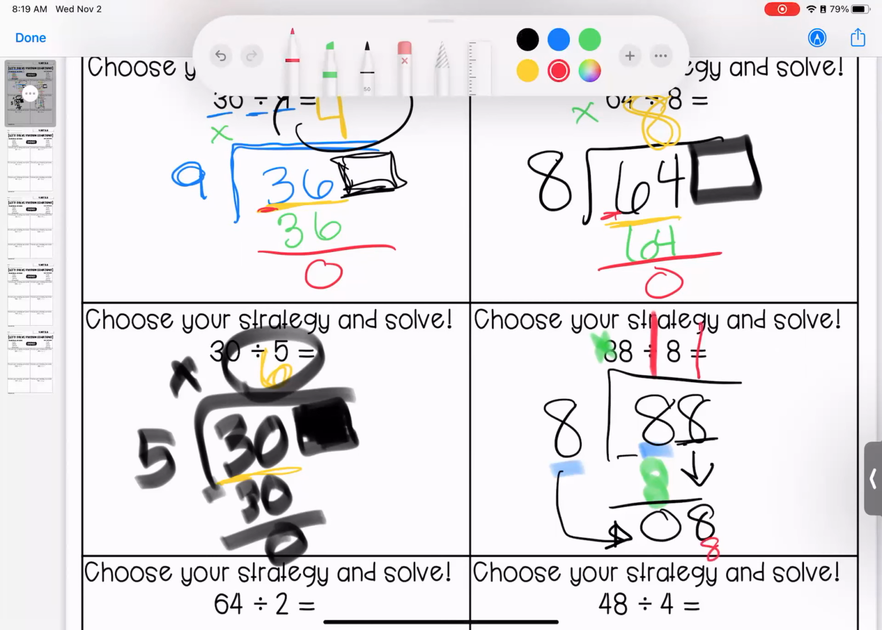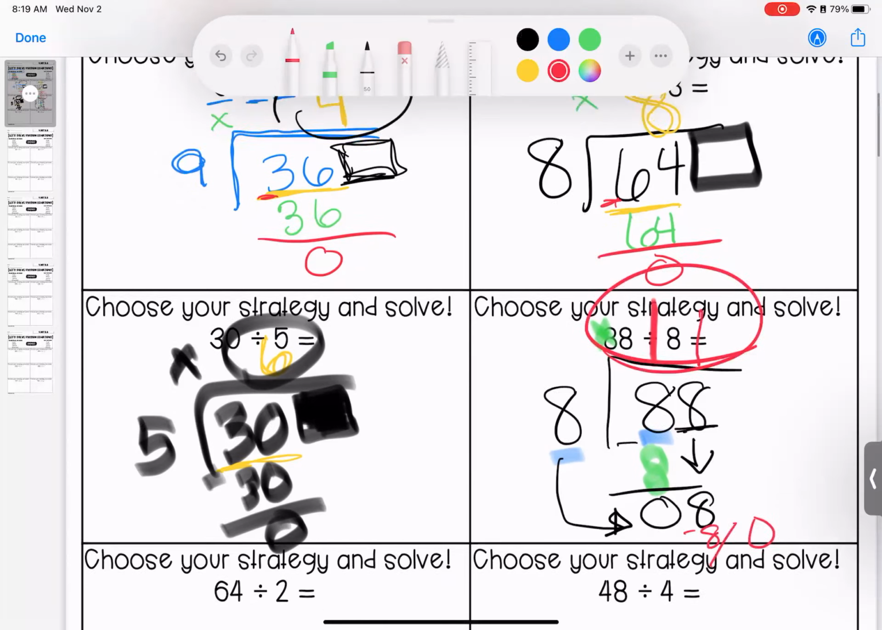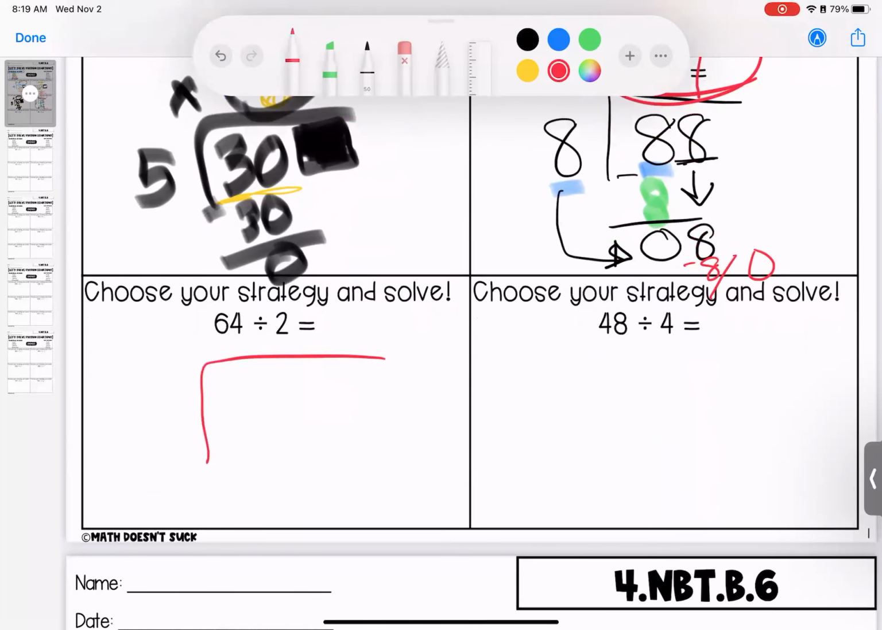1 times 8 is 8. Subtract. 8 take away 8 is 0. My answer for this one is 11. 11. Here's another one that we can divide in parts.